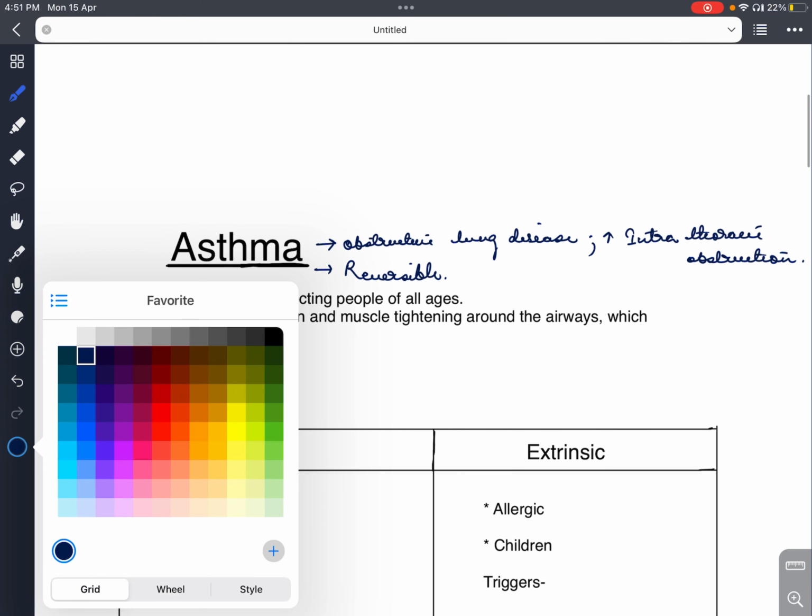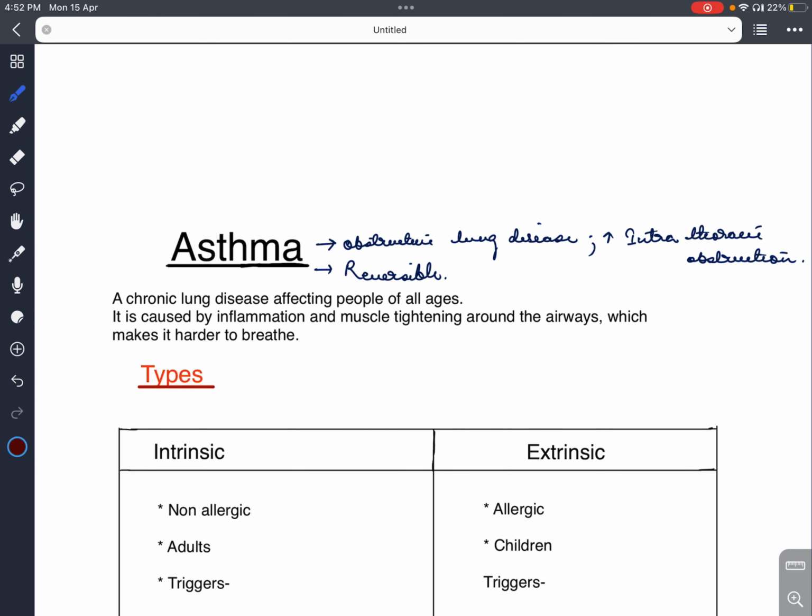Now, this asthma again is a chronic condition. It doesn't develop overnight. It is a chronic condition which can affect anyone, irrespective of the age group.